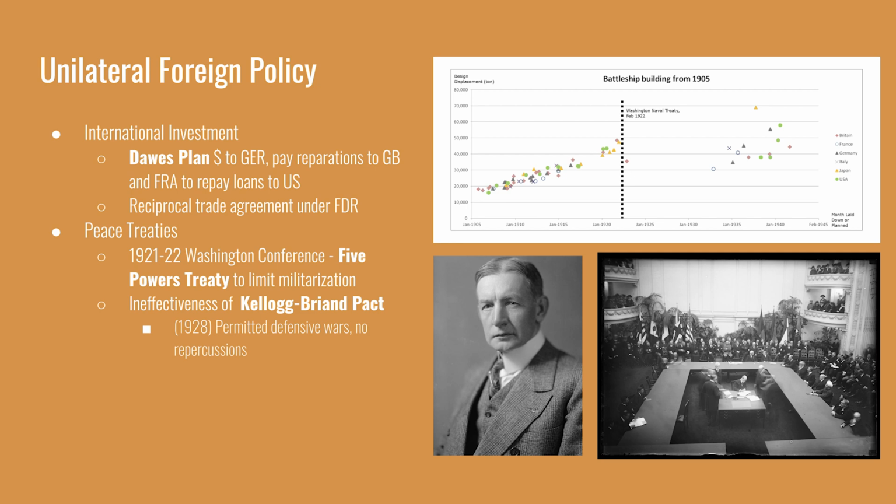The first two tools that the U.S. used were international investment and peace treaties. The U.S. developed a Dawes Plan to ensure that reparation payments from Germany continued to go to France and Britain, because France and Britain relied on them to repay loans they borrowed from the United States during the war. It created a circle of money that started with the U.S. and ended with the U.S.